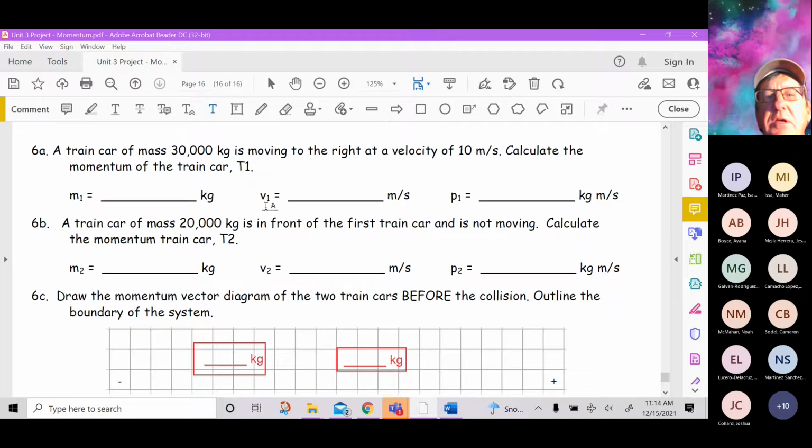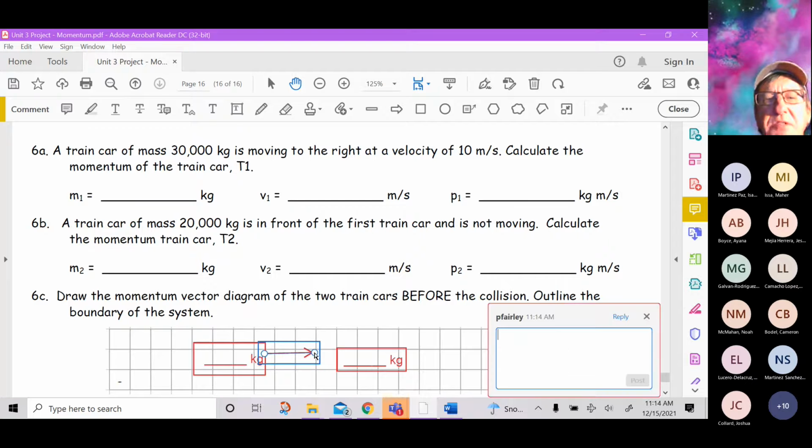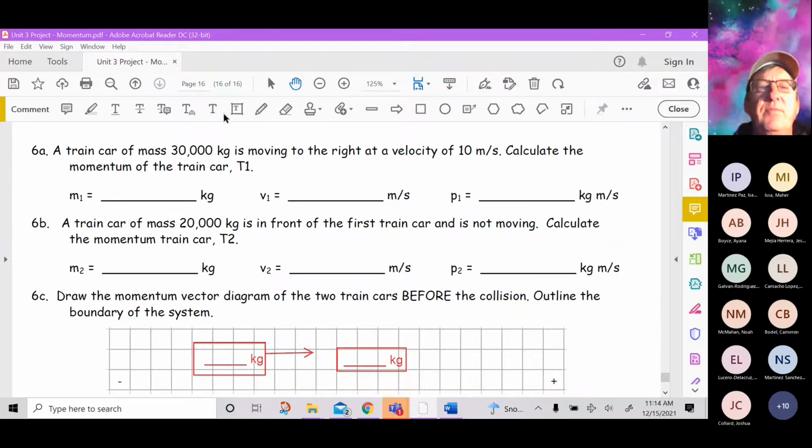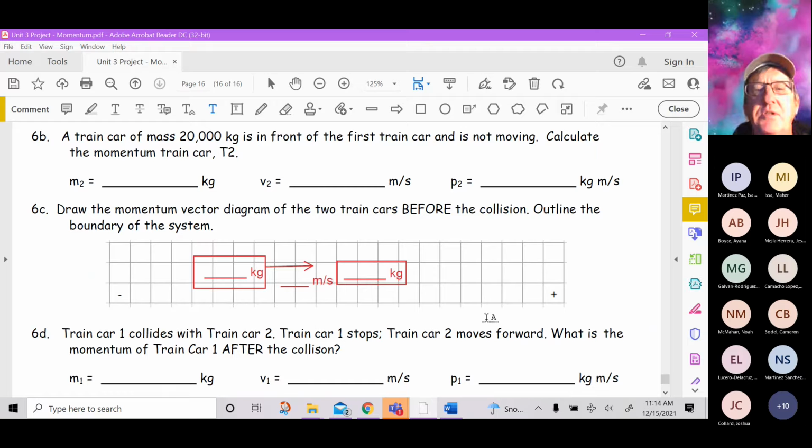Next, I need velocity. This one was moving at 10 meters per second. So I need an arrow showing that the first one is actually moving. So I'm going to put that arrow right there to show it's moving. And of course, I have to label how fast it's moving. And once again, I'm going to let you do that for yourself, blank meters per second. Let's see, the second train car, oh, it's not moving. I don't need an arrow for it at all, do I?